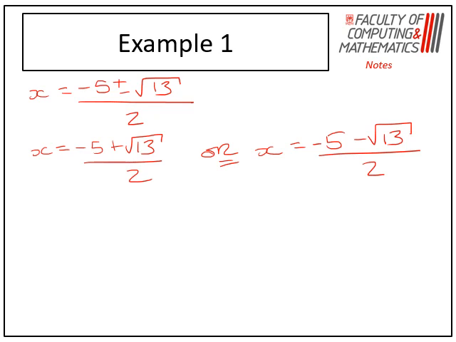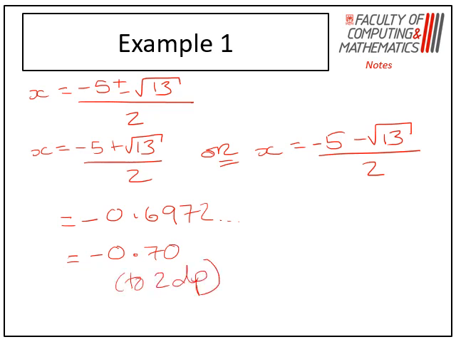So if you pop the first one into your calculator with the positive version of root 13 in there, we're going to get negative 0.6972, etc. So that's your unrounded version. And your rounded version, remember you wanted 2 decimal places, so you've got negative 0.70. Remember, it asked for 2 decimal places, make sure you get that 0 in.